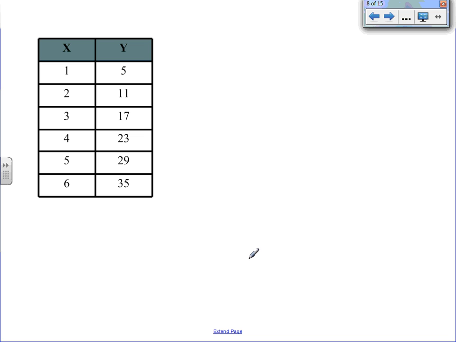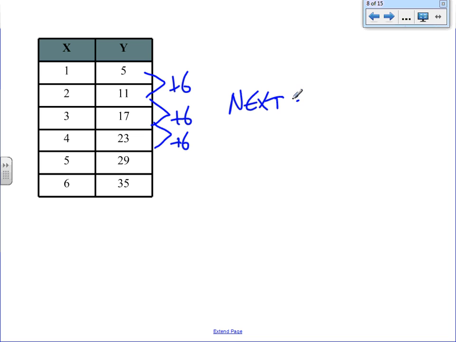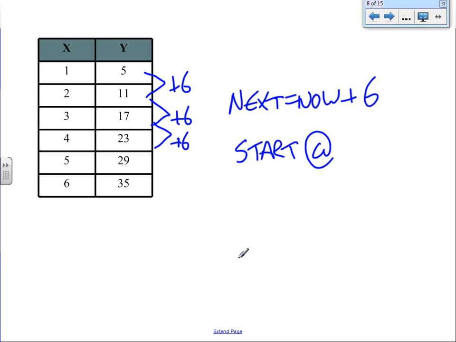Okay? One more little thing that we must be careful of. As we go here, we're adding, what, 6 every time? And you always want to check a couple of layers just to make sure you don't get tricked. It's not a step function or some crazy thing or piecewise. So we're pretty good. We go next equals now plus 6.